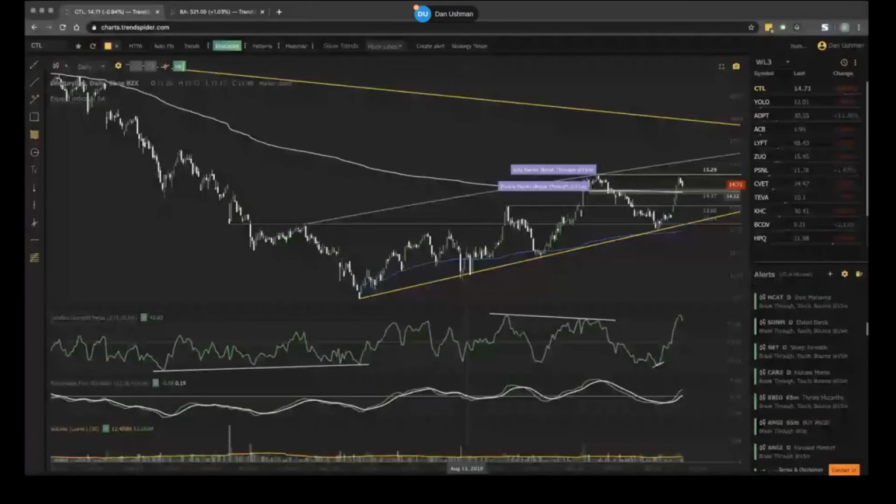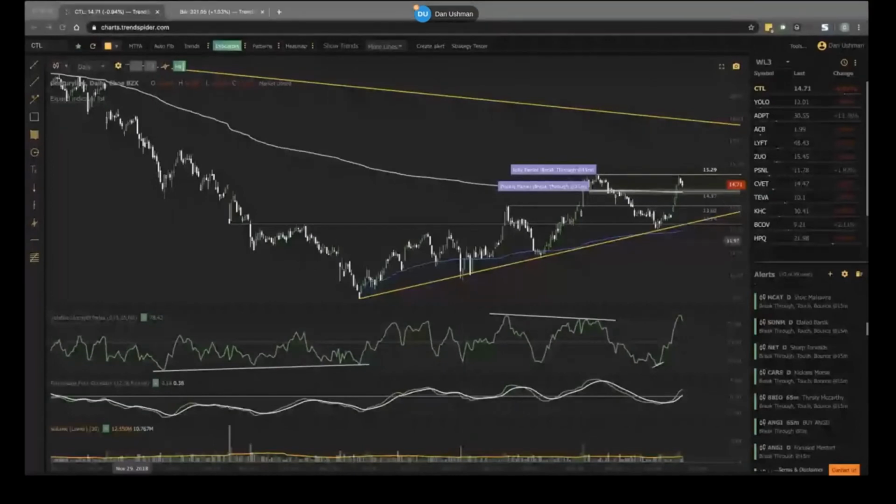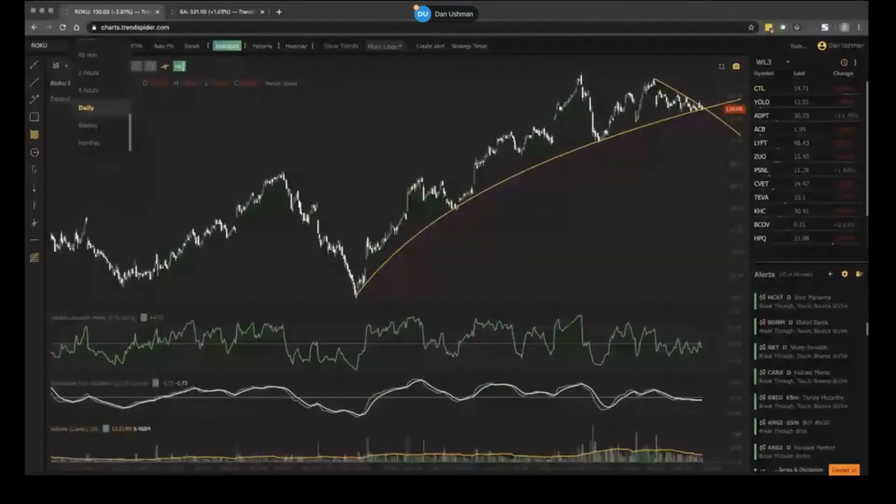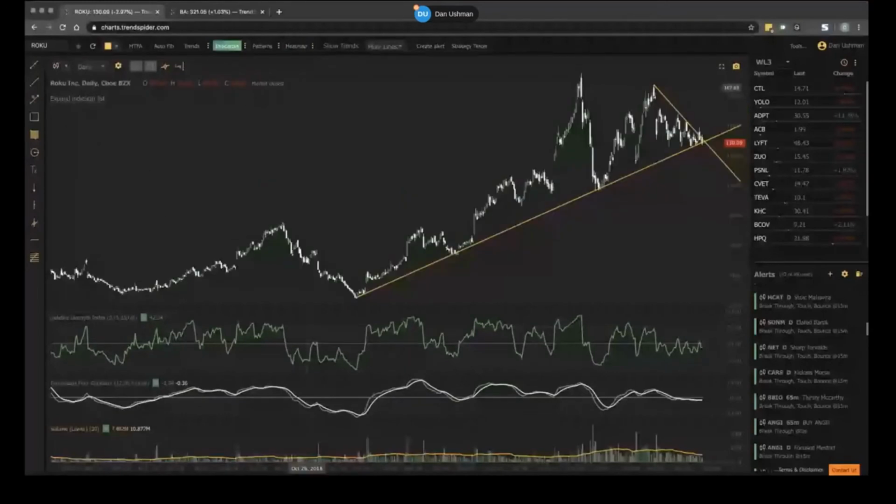So let's see, what was the next symbol someone asked to see? Roku. Roku's a great company. I don't know much about their chart. I don't really follow or trade them. I did, I guess, chart them at one point here, right? And it seems like it's getting very tight in here.